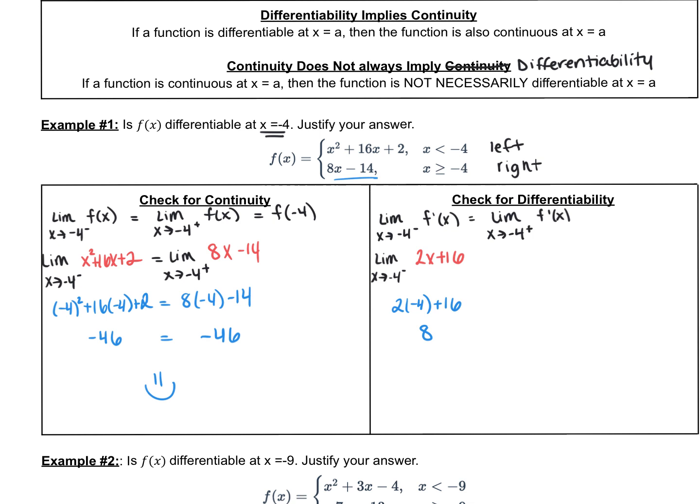We now need to do the limit as x approaches negative 4 from the right of the derivative on the right side. So the right side, here's this. The derivative of 8x minus 14 is simply 8. So we want to take the limit as x approaches negative 4 from the right of just 8. And the limit of a constant is simply a constant. So the limit of 8 is just 8. So the left and the right side are equal. Therefore, this is differentiable. So is the function differentiable? The answer is yes. Yes, the function is differentiable. Why? Because it's continuous and differentiable at the same time.